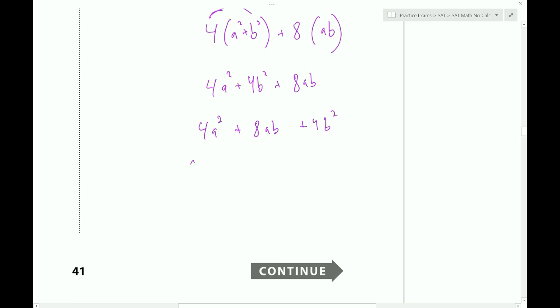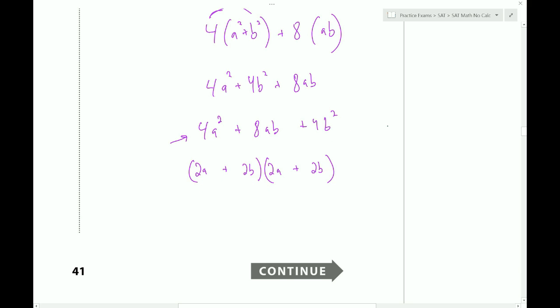And so what you do is you take the square root of this guy, and that gives you 2a, all right? And then you take the square root of this guy, and that gives you 2b. If you do this correctly, the cross terms will be 4ab and another 4ab, so you'll get the 8ab in the middle.